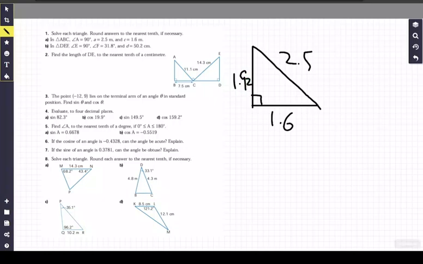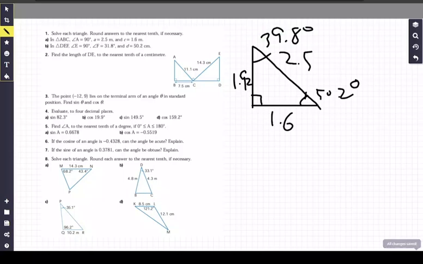Then sine of this angle equals opposite over hypotenuse. So 1.92 divided by 2.5. Then we're going to inverse sine that. Inverse sine of the answer gives us 50.2 degrees. And then 90 minus 50.2 is 39.8. And therefore we have it.